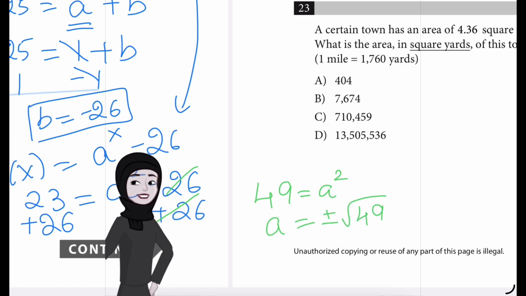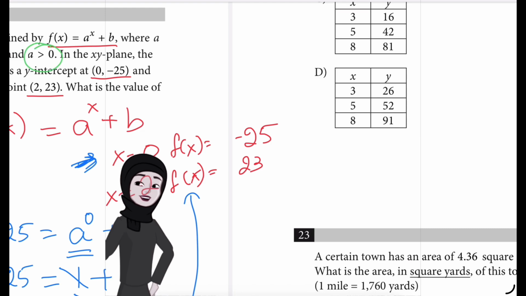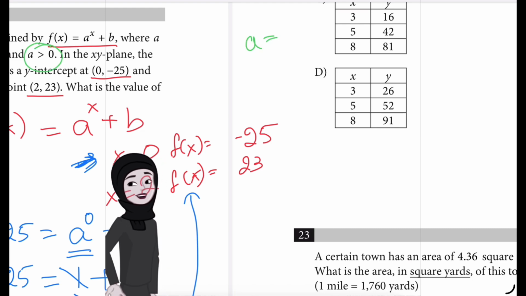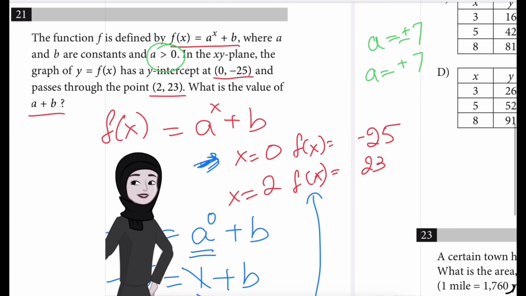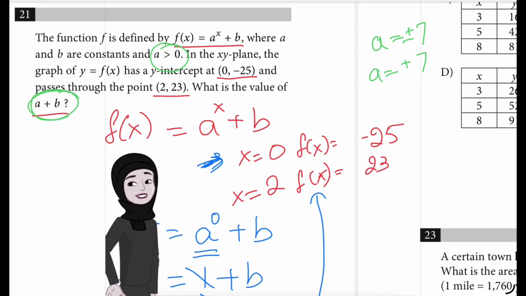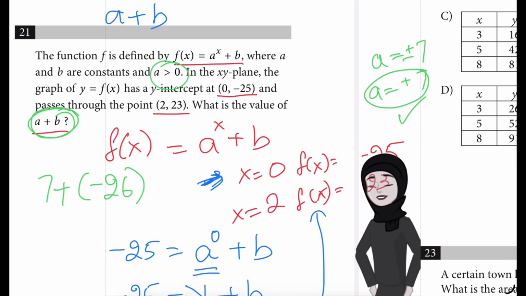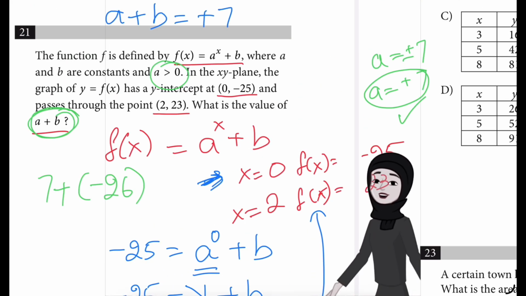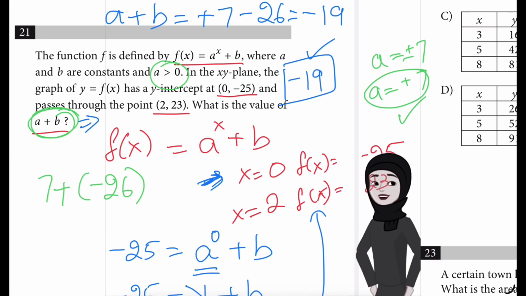So a will be equal to plus or minus the square root of 49, and that is equal to plus or minus 7. But if you observe the question, they want us to take the value of a which is greater than 0. So even though we get a to be both plus or minus 7, we will choose the positive 7. Now let us calculate a plus b. B was negative 26. So finally we have a plus b, which is plus 7 minus 26, and that is equal to negative 19. So the value of a plus b that you have to grid in is negative 19, which is our final answer.